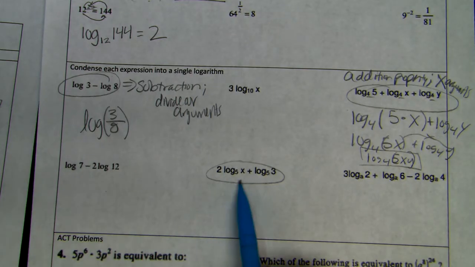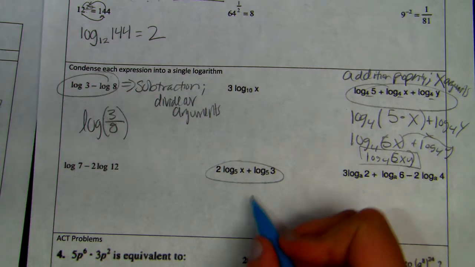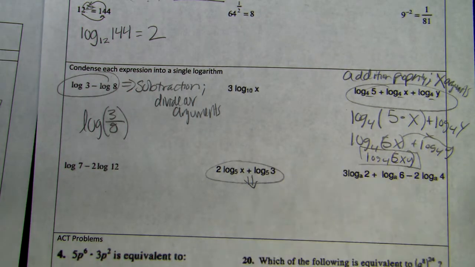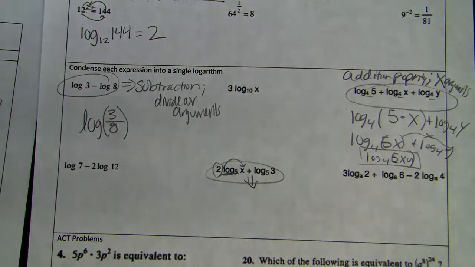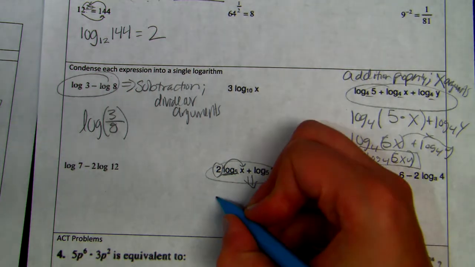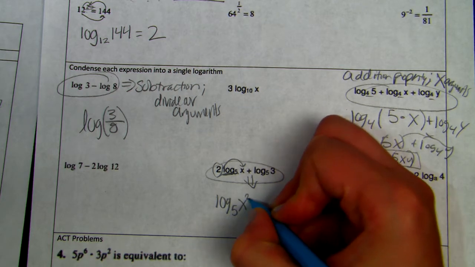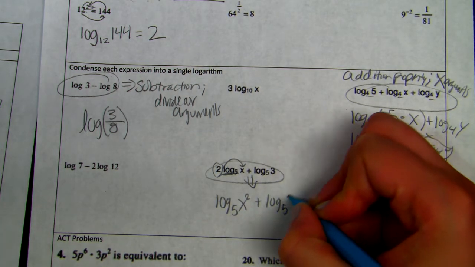So we have 2 log base 5 of x plus log base 5 of 3. The first thing you always want to look for is making sure that if you see a coefficient in front of your log, you swing that to be an exponent. So I'm going to start with that. So I have log base 5 of x squared plus log base 5 of 3.